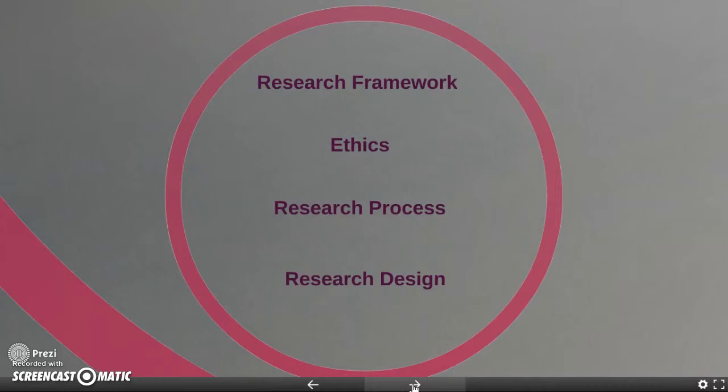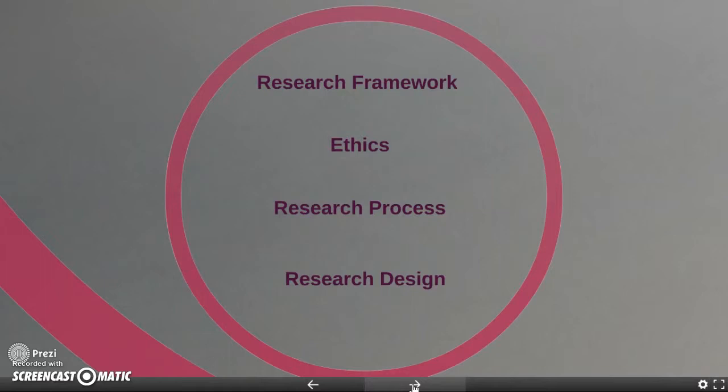The steps will include research framework, important ethical considerations, the research process, literature review and writing process, and the research design.